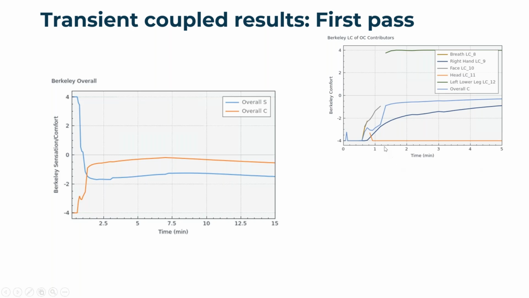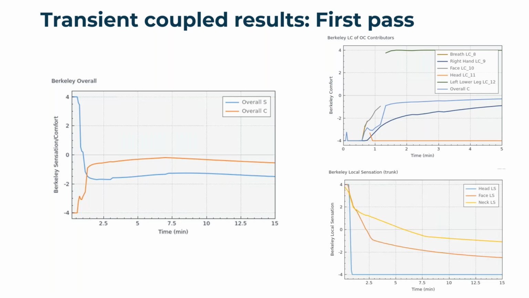And it looks like after a few minutes, the least comfortable segments are the head, which is down here in orange, the right hand in dark blue, and then the face over here in gray. So that's kind of what we need to address if we want to improve that overall comfort.